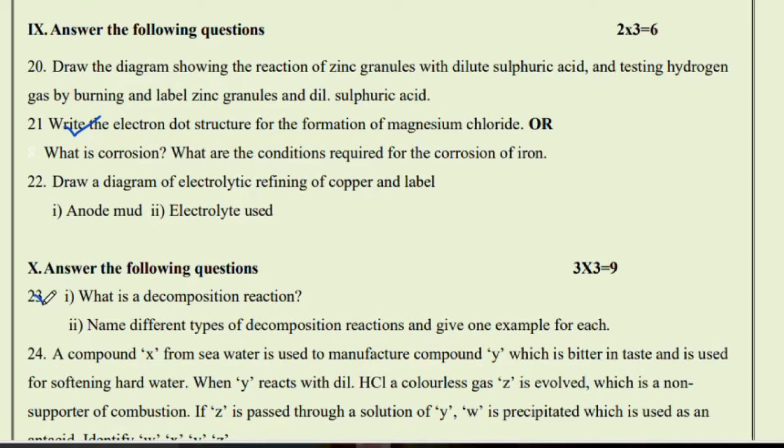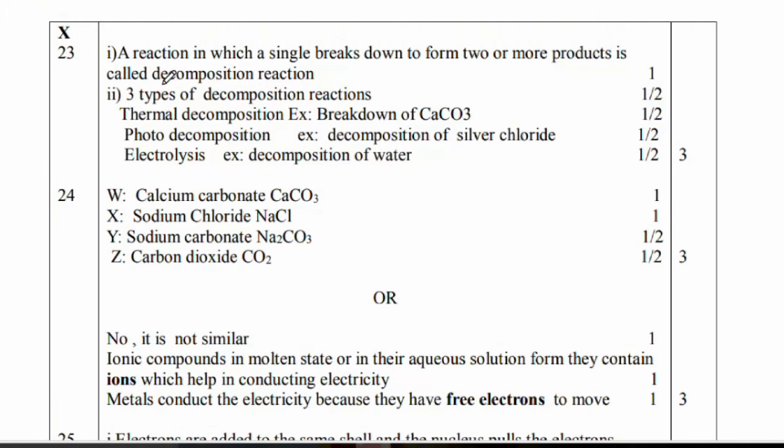Question 23: what is a decomposition reaction, name different types of decomposition reaction and give one example for each. A decomposition reaction is a reaction in which a single substance breaks down to form two or more products. There are three types of decomposition reaction: thermal decomposition, example calcium carbonate; photo decomposition, decomposition of silver chloride; and electrolysis, that is decomposition of water.